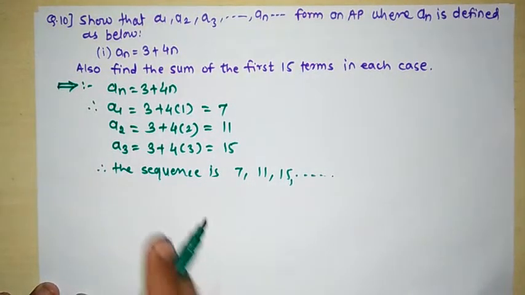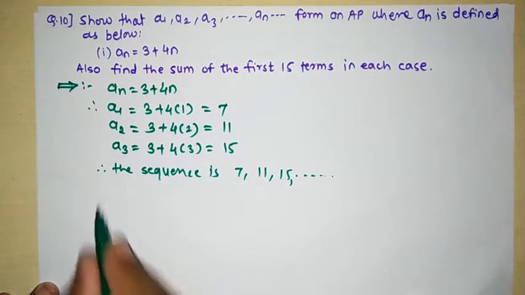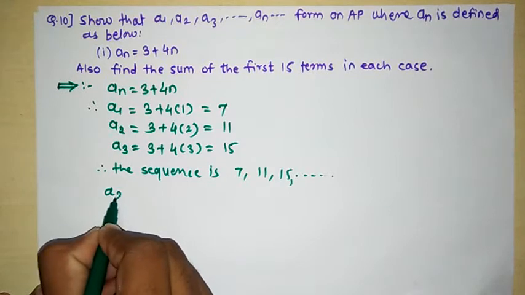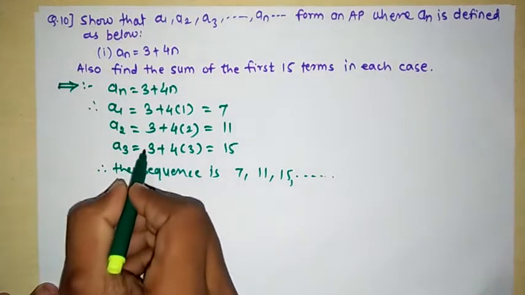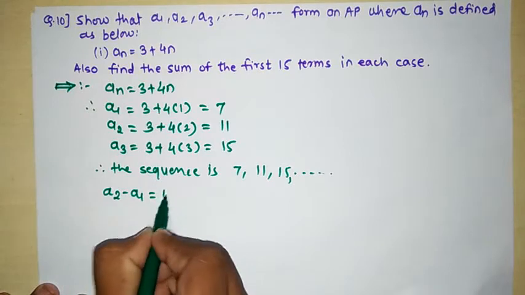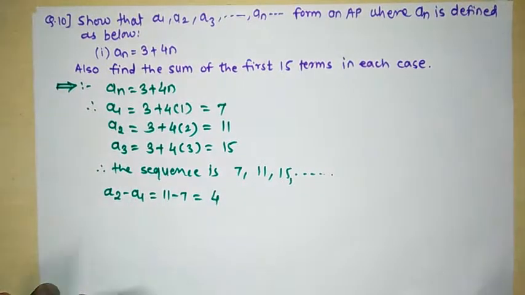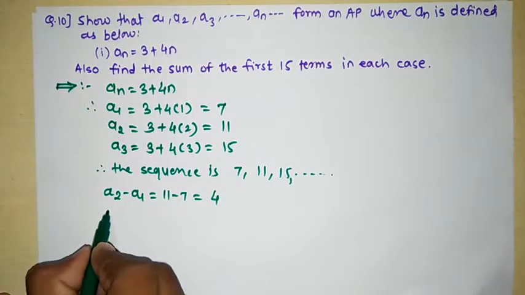It is a sequence. Now we have to check whether this sequence forms an AP or not. How to check? See here. a2 minus a1 is equal to how much? a2 minus a1, that is 11 minus 7, is equal to 4. 11 minus 7 is equal to 4, we got.